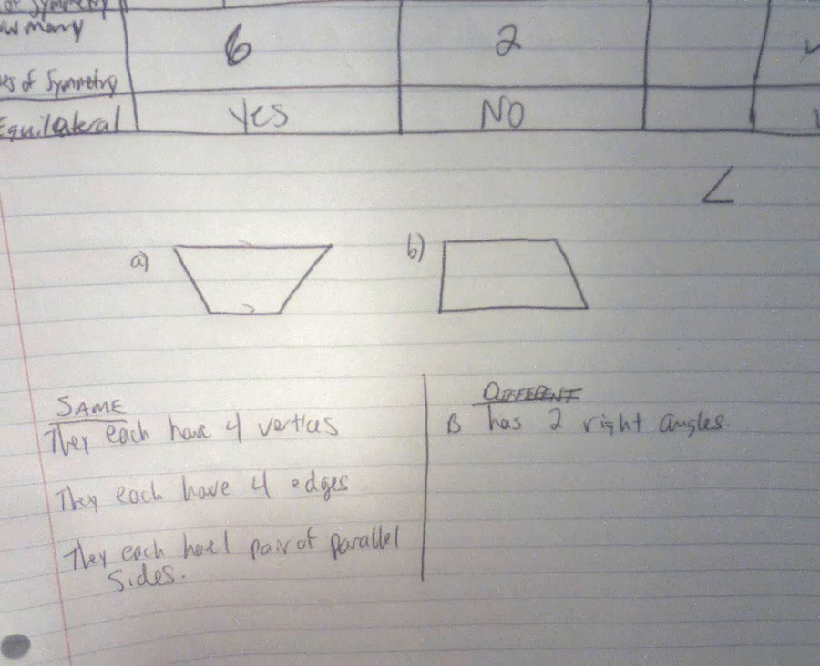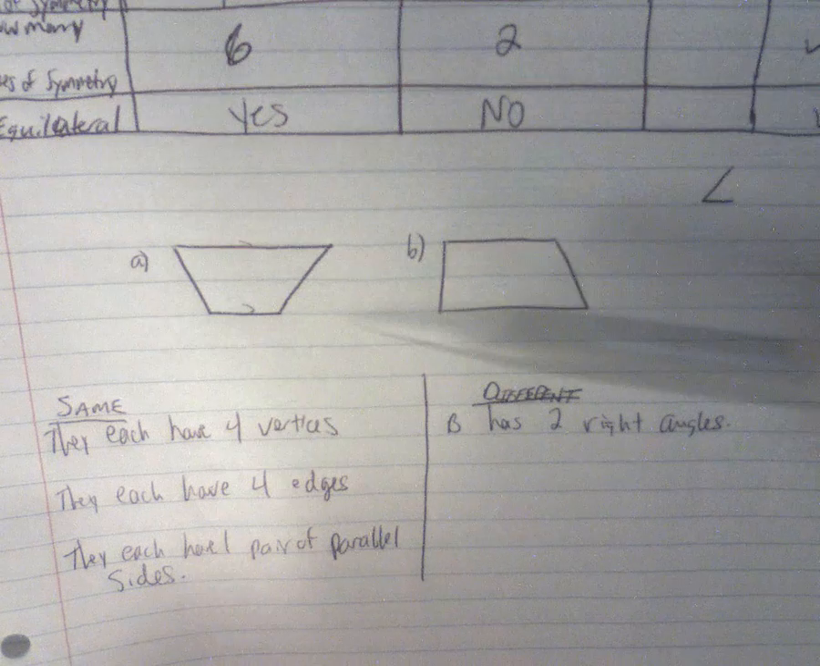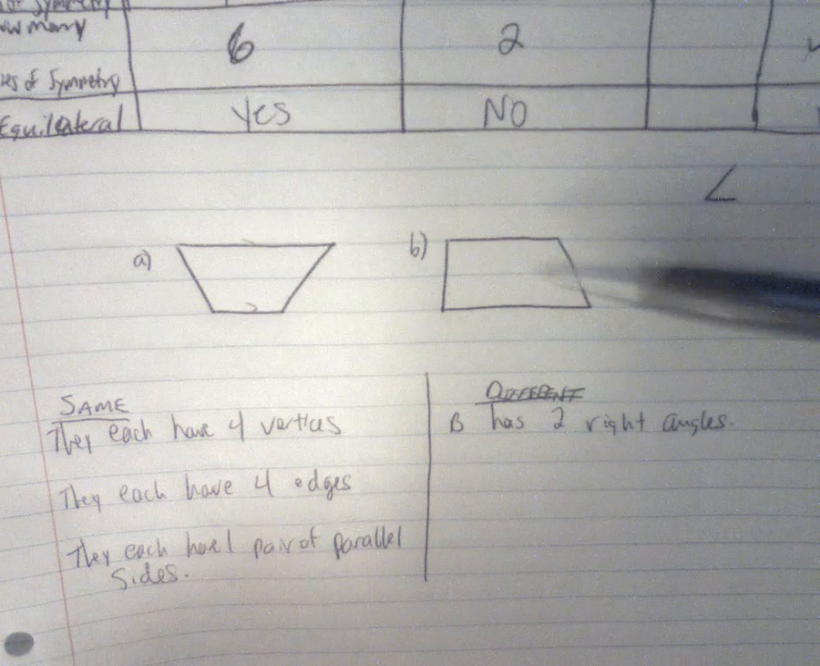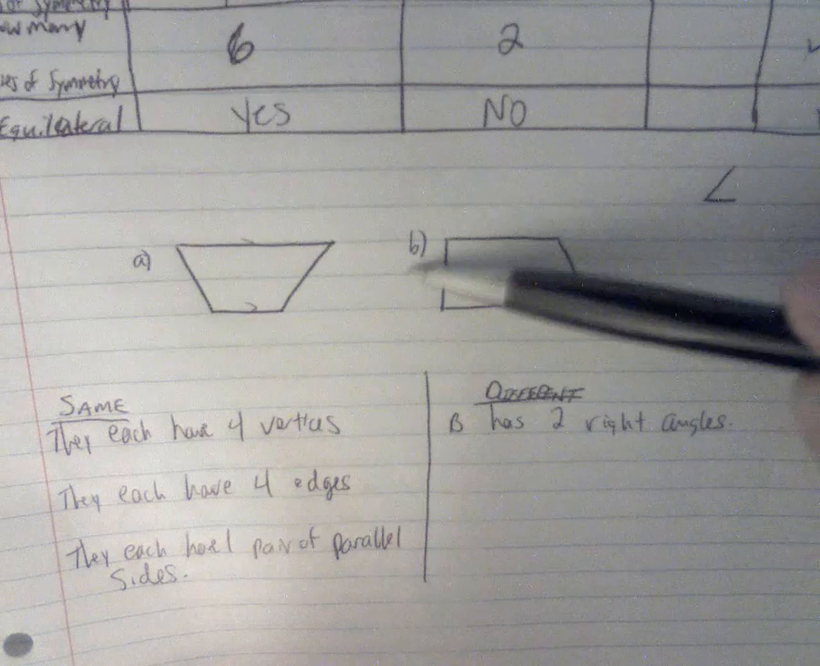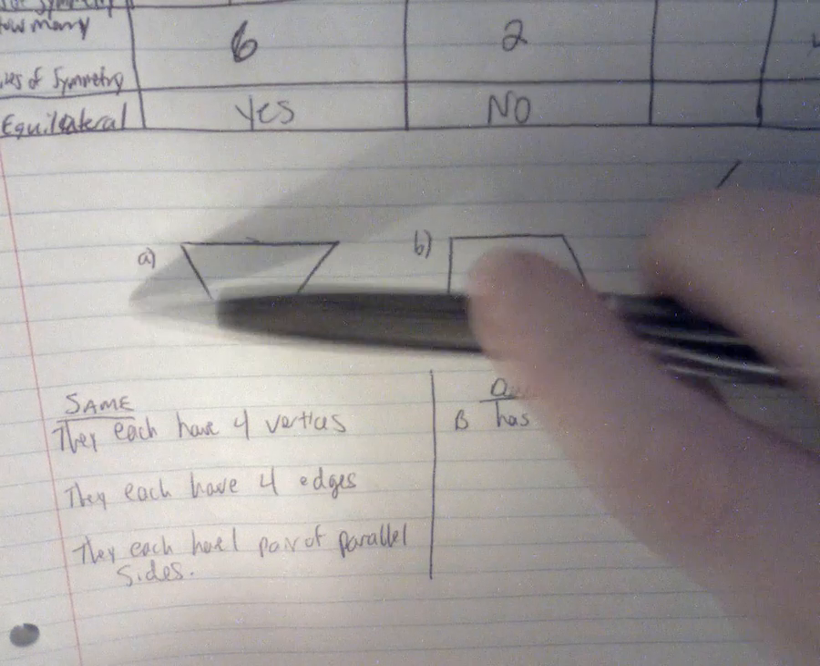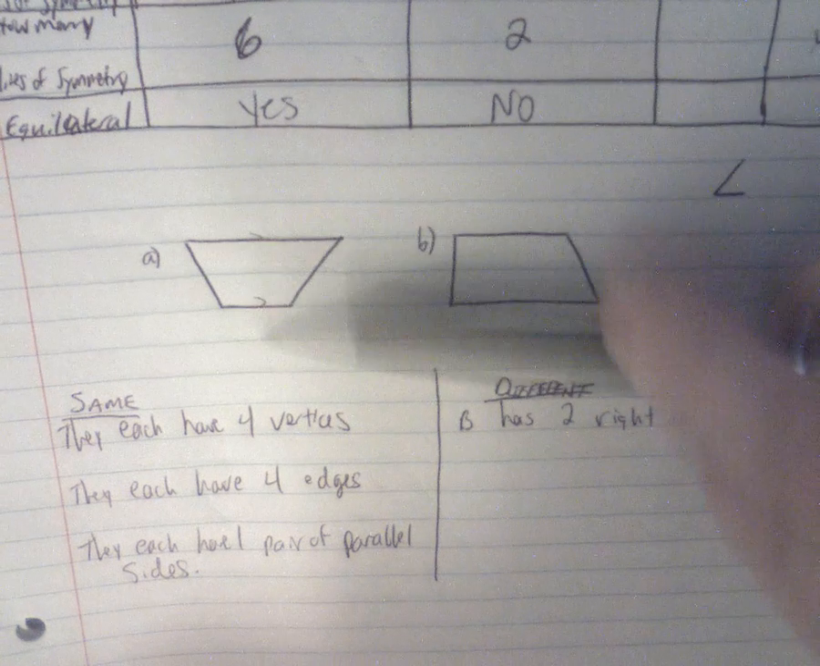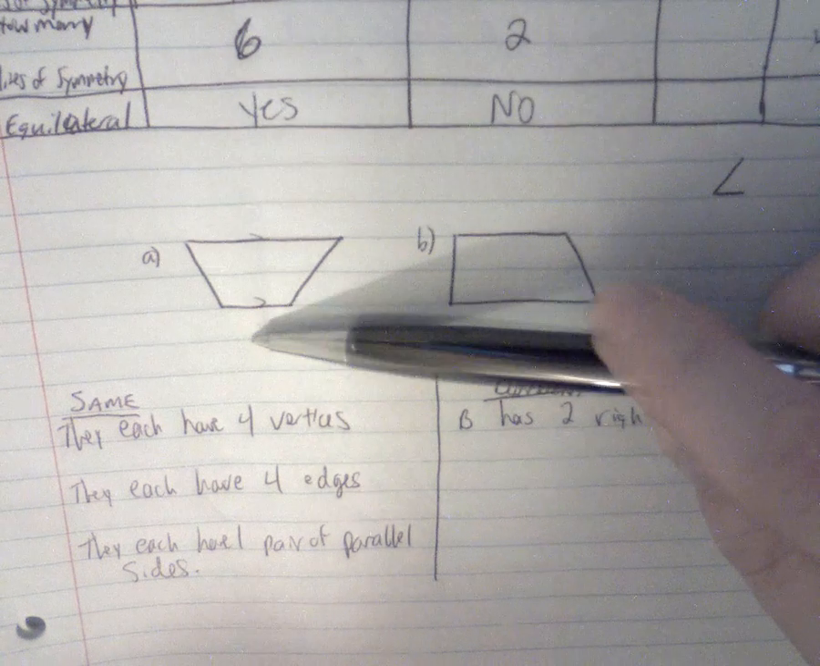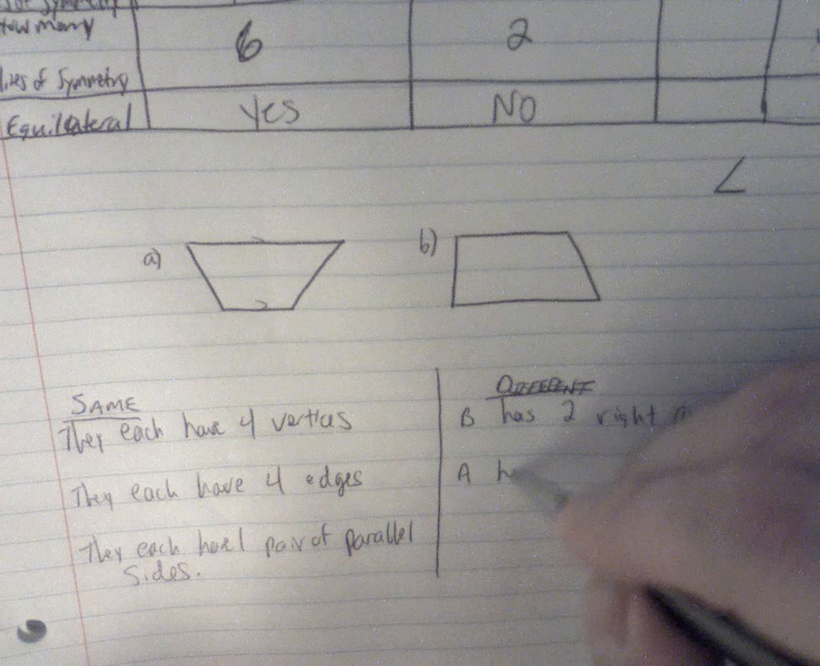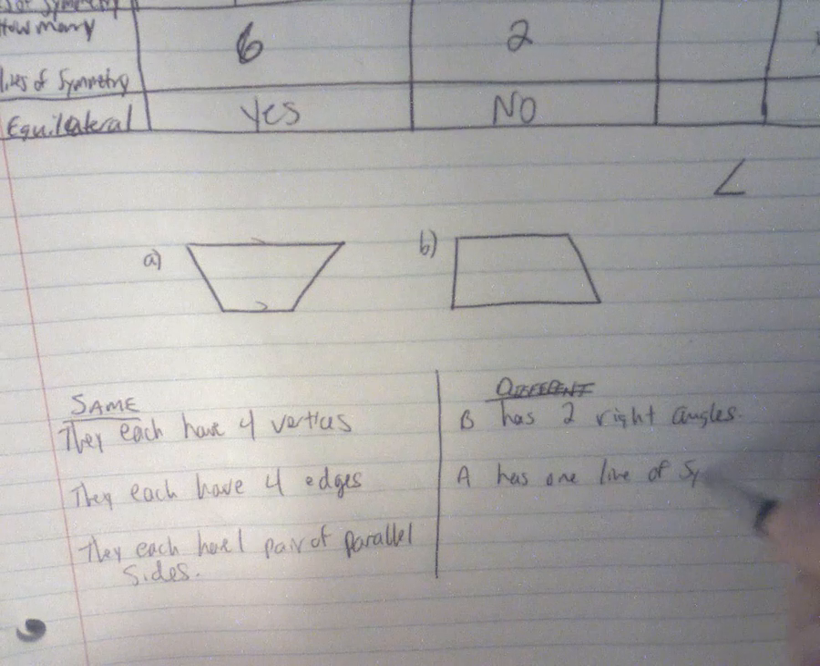Lines of symmetry. Any lines of symmetry that you can see in this shape? If we cut this in half, would it fold over? Cut this in half? No. Cut it this way? Not really. Cut it this way? No, it's too wide. We cut this way, and it looks like we do. So A has 1 line of symmetry.